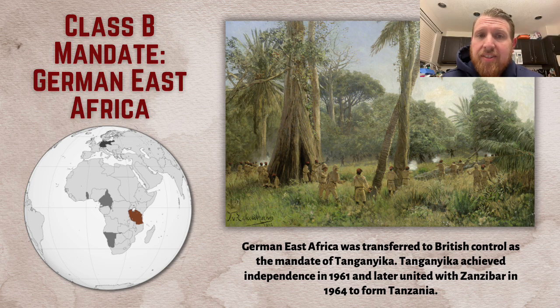All right, German East Africa was the largest of Germany's overseas colonies. After World War I, the bulk of this territory was transferred to British control as the Mandate of Tanganyika. The British administration focused on agriculture development and infrastructure improvement. This included the construction of railways and roads. Tanganyika achieved independence in 1961 and later united with Zanzibar in 1964 to form Tanzania.